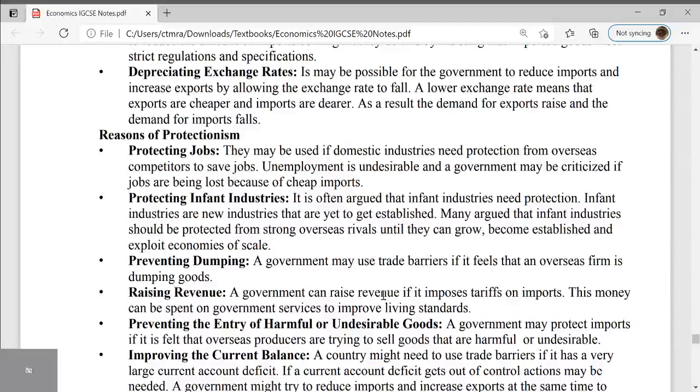Next is raising revenue. And so, tariff is a part of protectionism, right? Tax, remember, tax on import. So tariff is a tax on import, and basically it's one of the sources of revenue for the government.